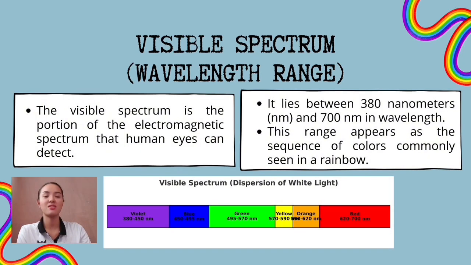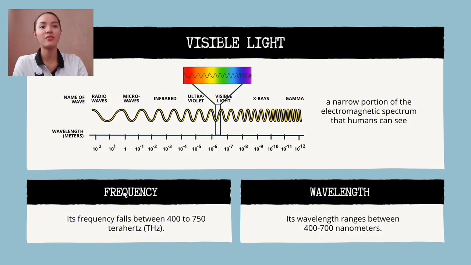The visible spectrum is the portion of the electromagnetic spectrum that the human eye can detect. It lies between 380 nanometers for violet light and 700 nanometers for red light. Beyond the visible range are other types of electromagnetic waves such as ultraviolet, X-rays, and gamma rays on the shorter wavelength side, and infrared, microwaves, and radio waves on the longer wavelength side. The frequency of visible light ranges from approximately 400 to 750 terahertz, meaning that these waves oscillate hundreds of trillions of times every second.